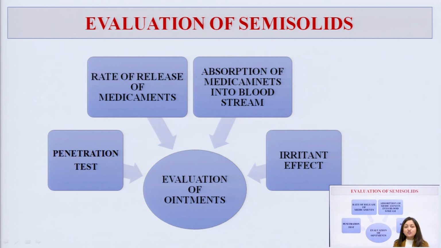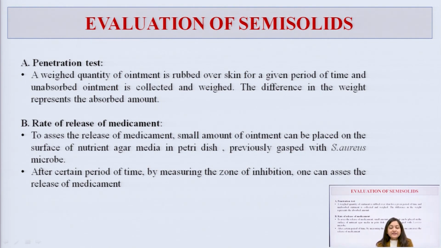There are 4 major tests present in order to evaluate the efficacy and potency of an ointment. The very first test is the penetration test. Another test is the rate of release of medicaments test. The third test is the absorption of medicaments into the bloodstream test. Eventually, the last test is the irritant effect test. These are the 4 different tests implied in order to evaluate ointments. Let us understand each test in a detailed manner.